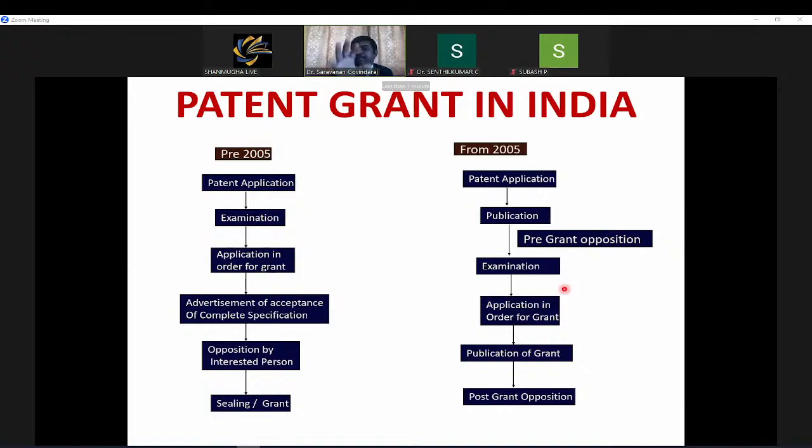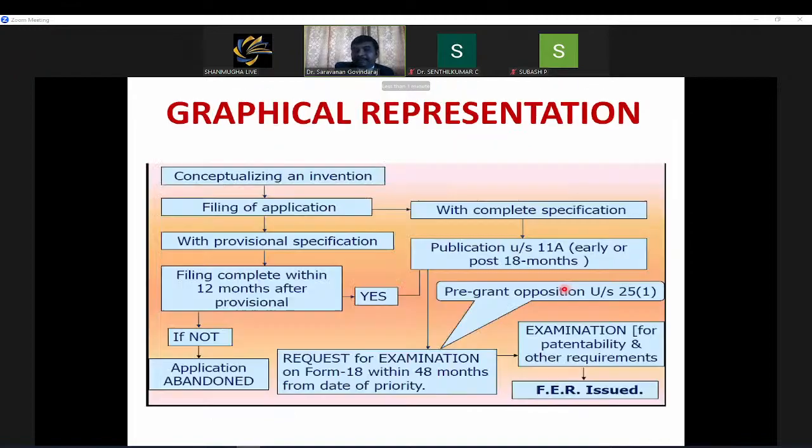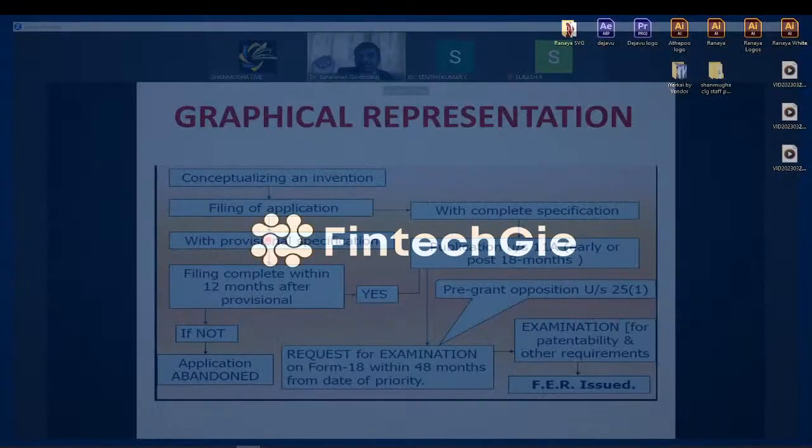So this is a simple graphical representation by which we can see the step-by-step filing of a patent. This is a detailed graphical representation. Once you get an idea, and based on that idea you invent something, then you need to file your application. First, I need some 6 months of time to make my invention into a clear one. In that case, I can go for a provisional specification.